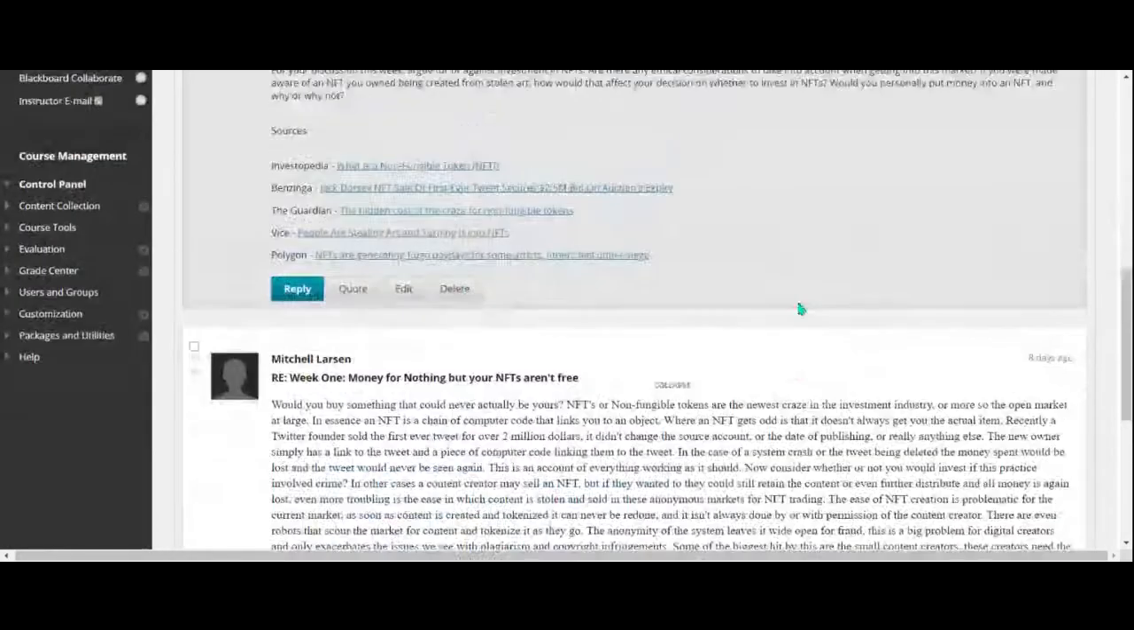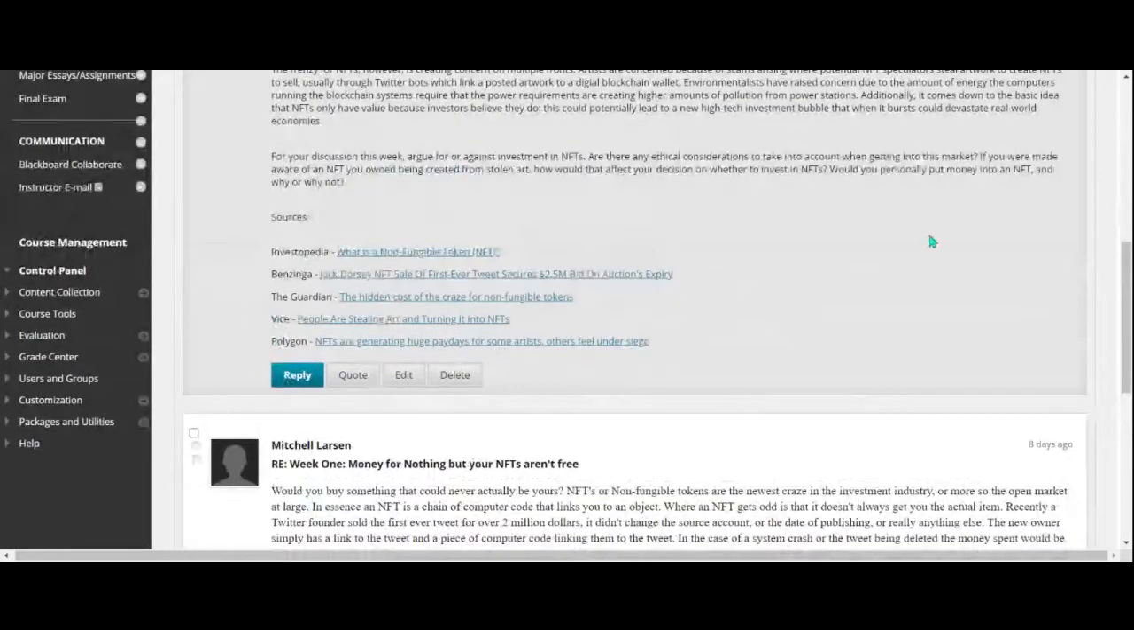Now, to help you with this question, I do give you five sources of information. You can do further research if you want to, but this is a good starting point. One's from Investopedia, what is a non-fungible token? One from Benzinga, Jack Dorsey NFT sale of first ever tweet secures $2.5 million bid on auction's expiry. One from The Guardian, the hidden cost of the craze for non-fungible tokens. We have one from Vice, people are stealing art and turning it into NFTs. The last one from Polygon, NFTs are generating huge paydays for some artists, others feel under siege.